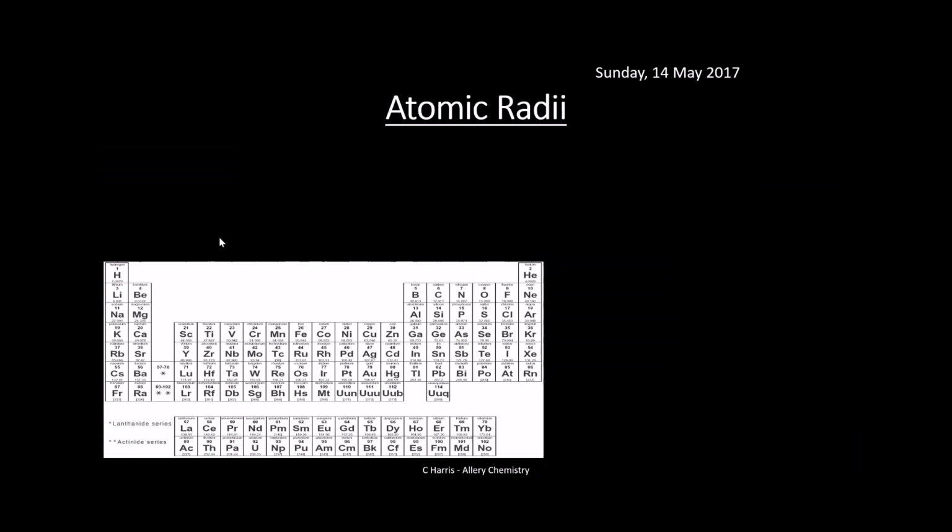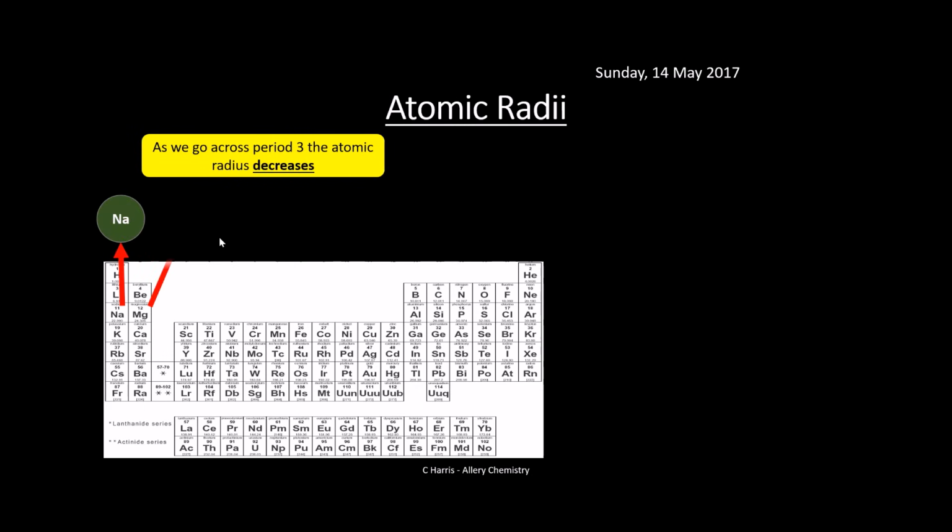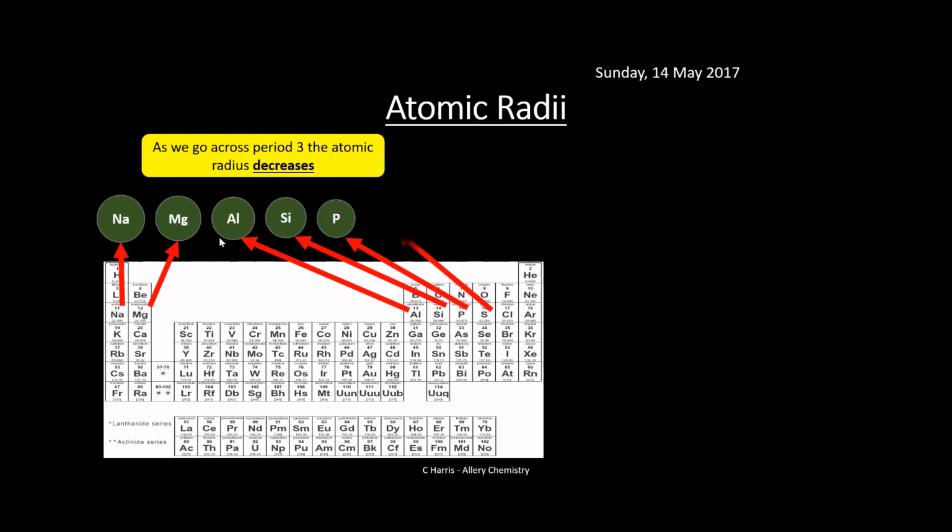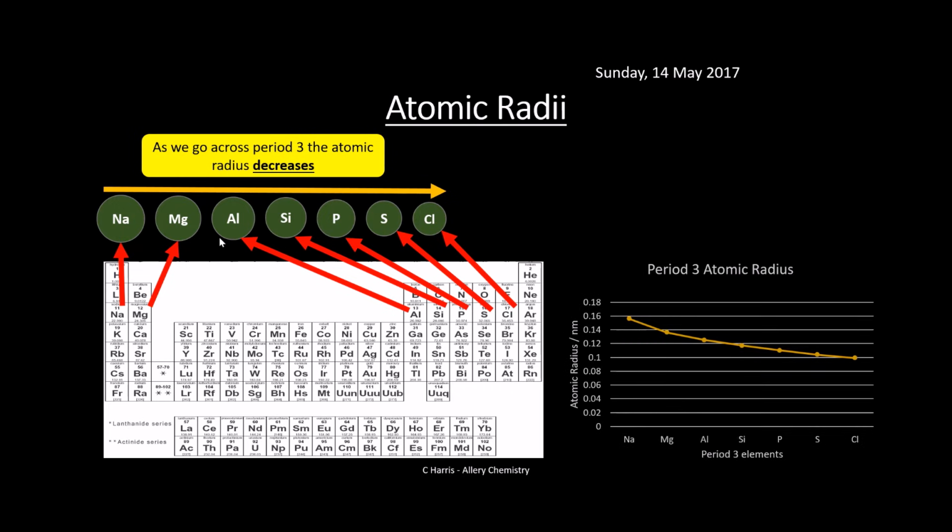Okay, so we're going to look at atomic radii using the periodic table that we've seen. As we go across period 3, the atomic radius decreases. As you can see, they're getting smaller and smaller. And here's the graph showing this trend. This is the atomic radius in nanometers. Remember, these things are really small, but you can see this general decrease as we go across.